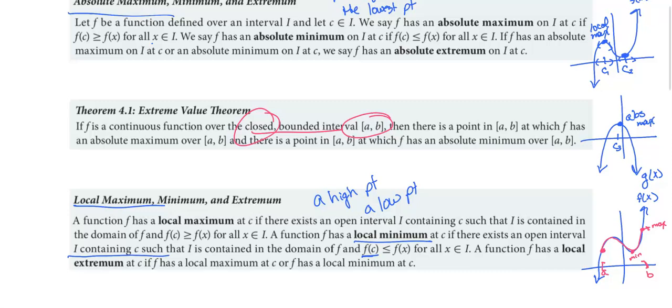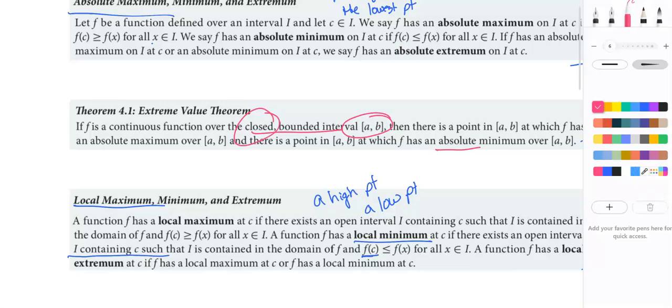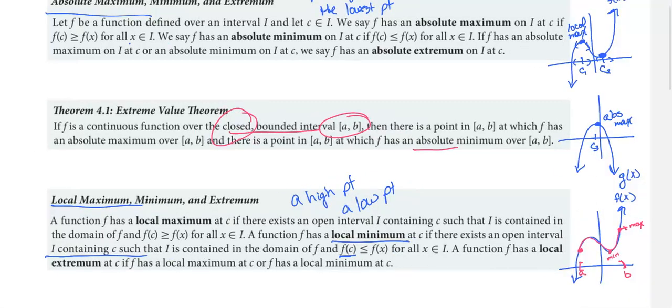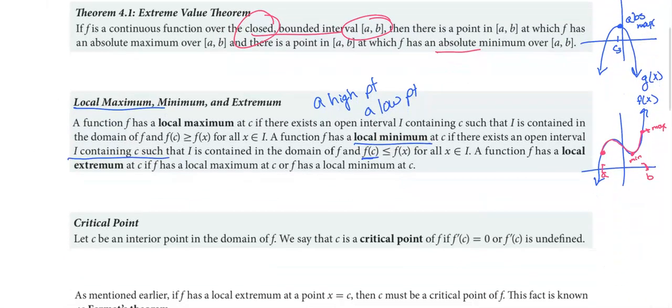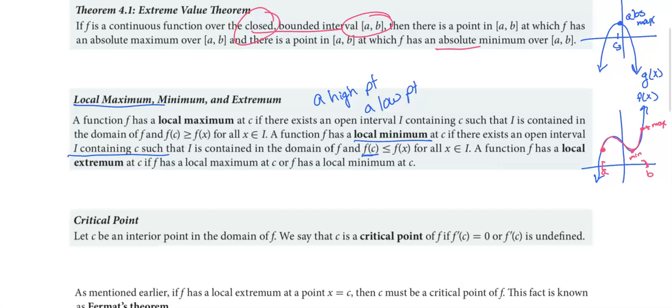And that would give us absolute maxes and mins, but just by looking at a portion of that graph. So then the question becomes, how do I find it? How do I figure out where the maxes and mins are going to happen? And that's where this idea of a critical number is going to come in. We're going to let C be some point inside the domain.